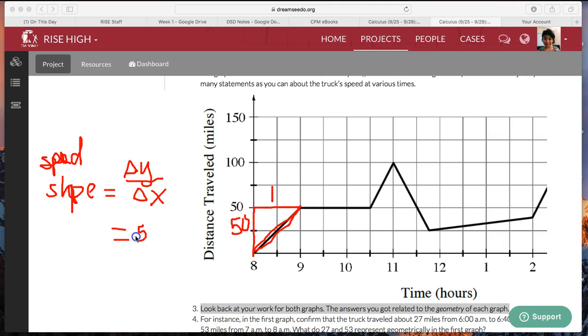We have 50 miles in 1 hour. So I'll let you take notes on that. So instead of the area under the curve here, we actually found the slope, the steepness of our curve. When you're done taking notes on that, you can go back to the video.